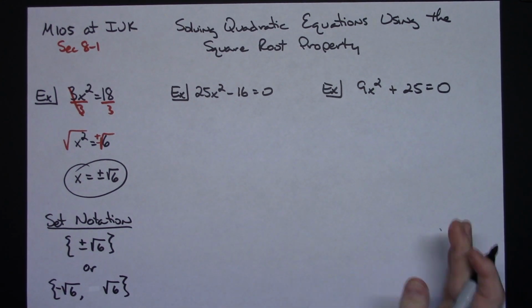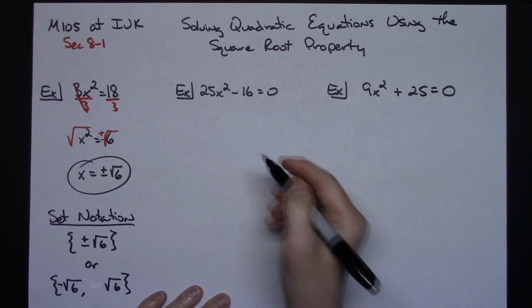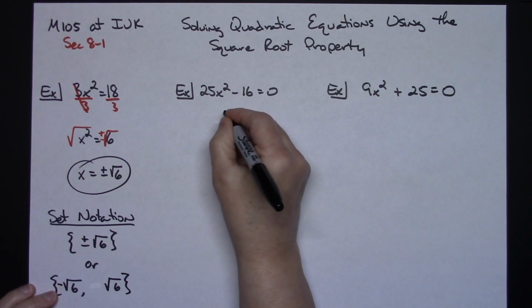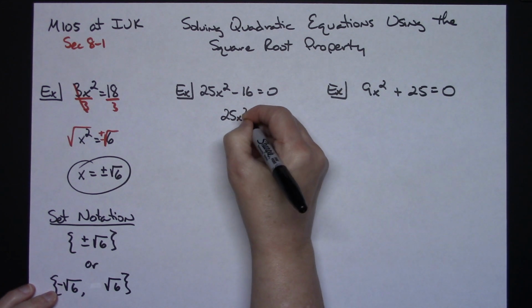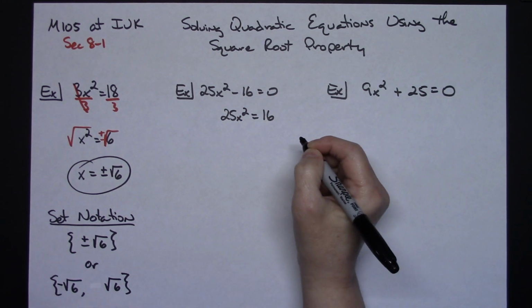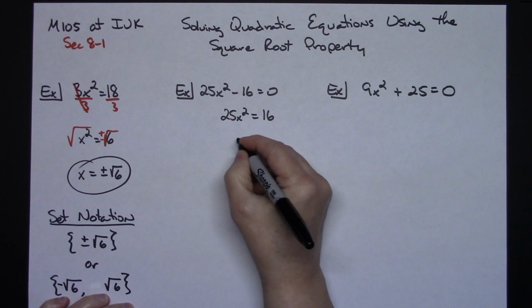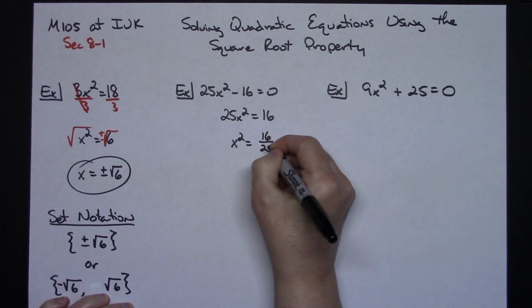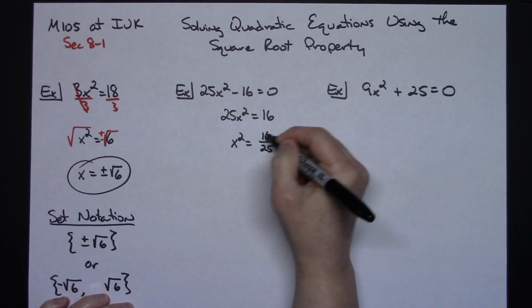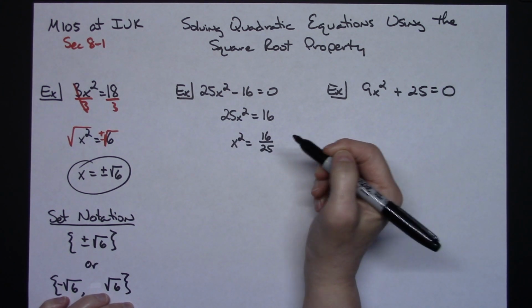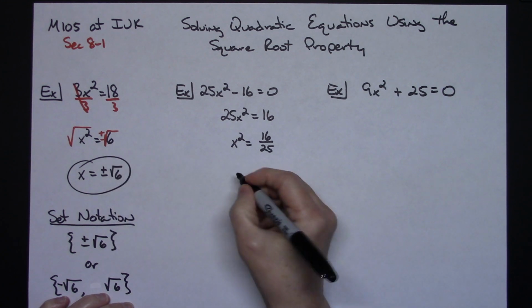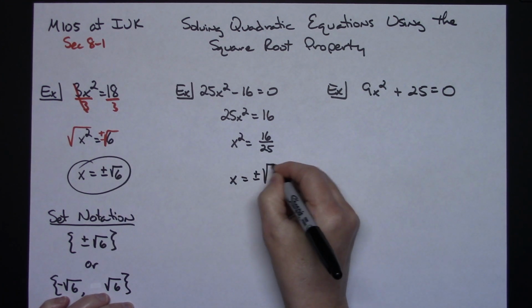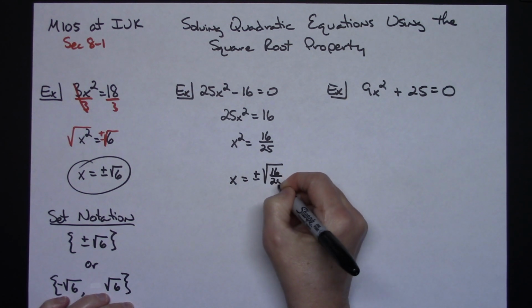So again, on the second example here, we need to isolate the x squared term. So I'm going to add 16 to both sides of the equation. So I'll have 25x squared is equal to 16. Now I'm going to divide both sides by that 25. So x squared is equal to 16 over 25. At this point I can take the square root of both sides, adding that plus or minus on the right-hand side there. I'm not going to show that line of work every time. So we will be down to x is equal to plus or minus the square root of 16 over 25.